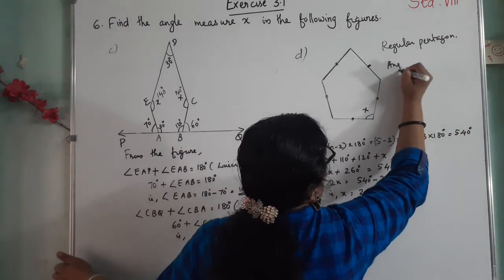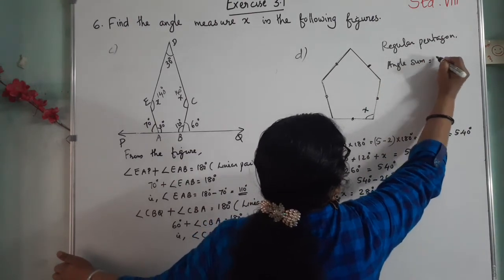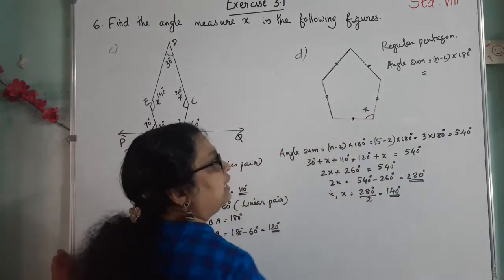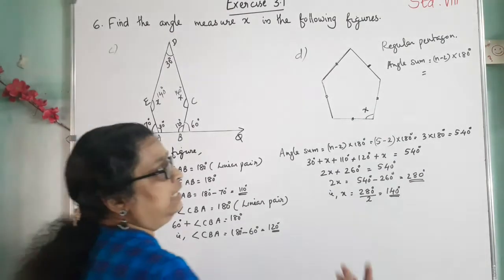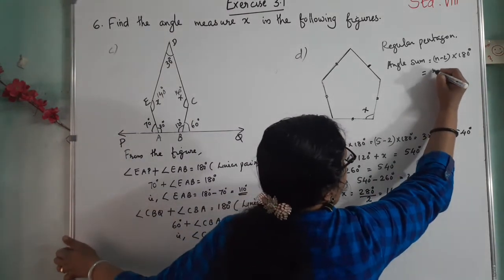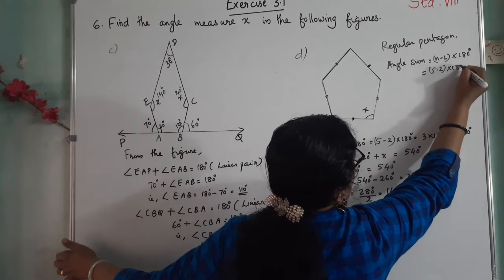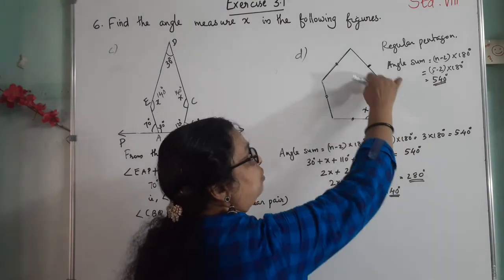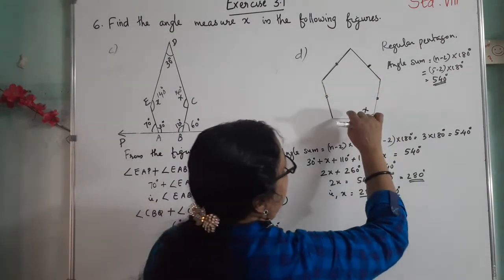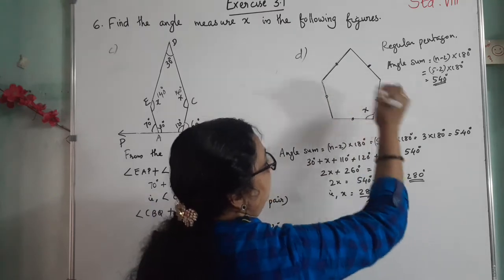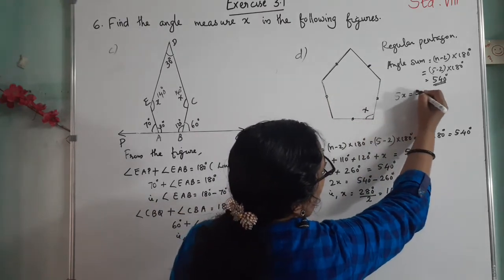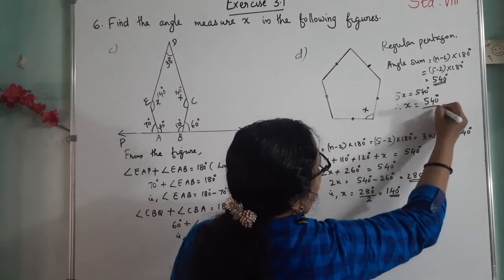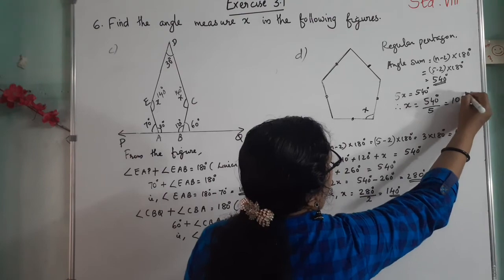Then angle sum equals n minus 2 into 180 degrees. That is, 5 sides are there. So 5 minus 2 into 180 degrees, that is 3 into 180 degrees, which is equal to 540 degrees. One angle is x, so all the angles are x. So how many sides? 5 sides. So 5x equals 540 degrees. Therefore x equals 540 degrees divided by 5, that is 108 degrees.